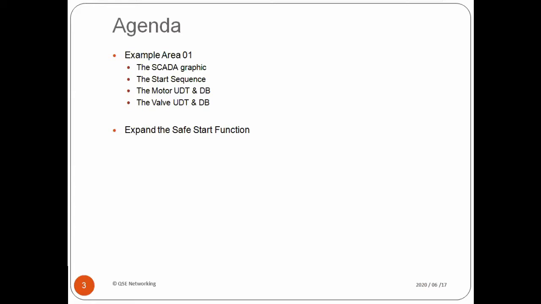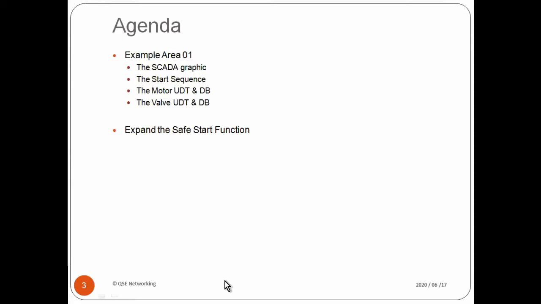Okay, the agenda for today is we're going to make a little sample plant graphic for area 1. We're going to then develop a start sequence, and then we're going to try and tie that into the safe start by creating a little UDT for a motor, and then the DB for it, and then same for a valve. And then we're going to go into the safe start function that we created, and we're going to expand it to include those sections.